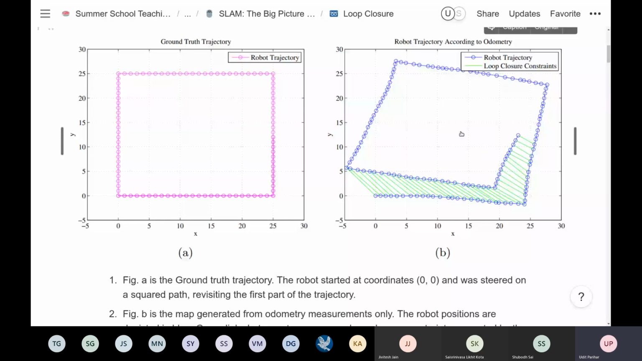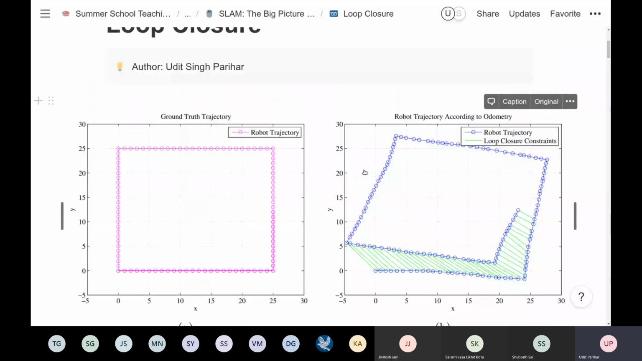As you can see, there is a drift. Drift might arise due to slip in the wheel. The robot started from 0, 0, but when it comes to the same position again, it is at, I'd say, 0, 5, but it should be 0, 0. We know this is not a correct ground truth trajectory, and we want to correct this. So there the loop closure comes in.